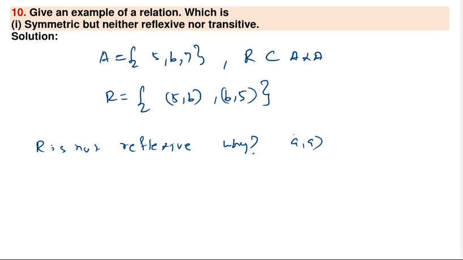(a, a) does not belong to R for all a belonging to the set A. It is (5,5), (6,6), (7,7), and all three ordered pairs do not belong to the relation R. So R is not reflexive. And (5,6)... R is not transitive also.